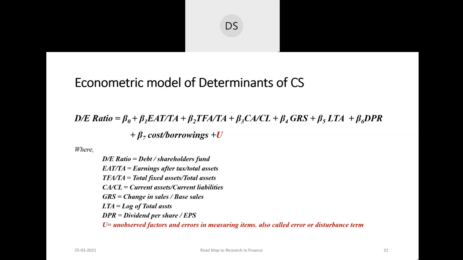When you write it as a function, you can call it an economic model, and you have to convert it into the econometric model. Here, the econometric model for determinants of capital structure is there. So debt equity ratio is a measure of leverage. And I have given the estimates as betas there. Okay, these intricacies we will not be discussing.